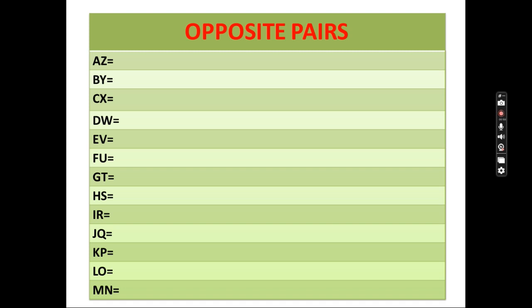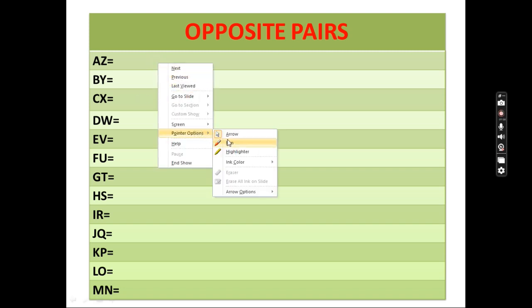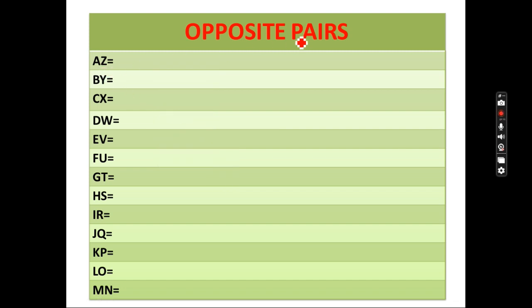In this video I will be giving you how to remember the opposite pairs. I'm taking the pen option here. You know our total alphabets, how many are there? A to Z. I divided them into two groups. 26 divided by 2 means 13. So I wrote A to M here, and N, starting from the bottom, N O P Q R S T U V W X Y Z.